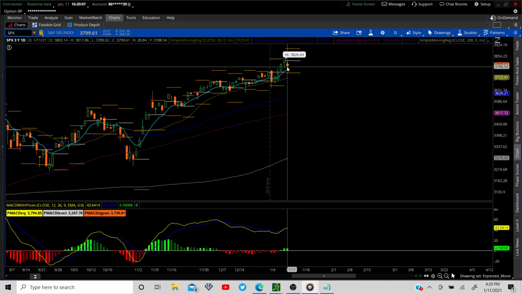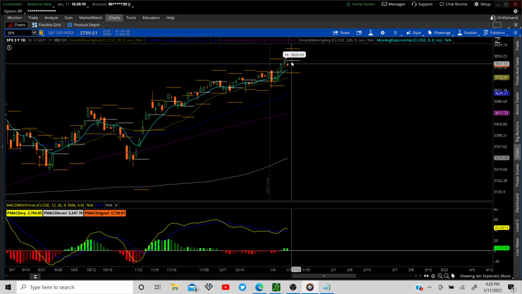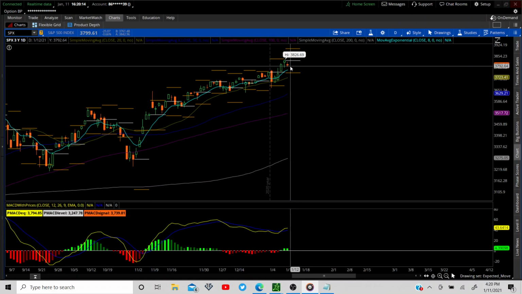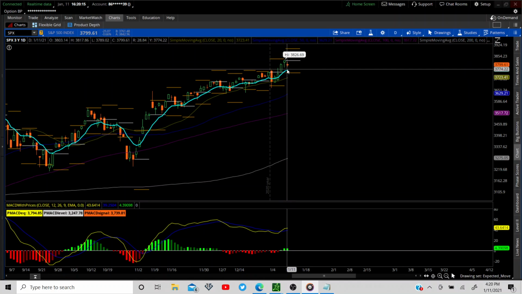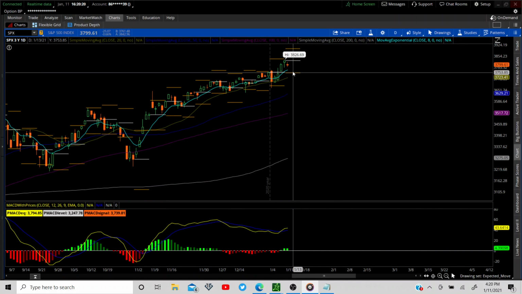Now, we do have an inside day here, so we are going to check this out, see what happens tomorrow. We're going to either pop out of this the upside or the downside. We have the 8 MA right underneath us. Everything's looking bullish. Momentum's bullish. We're above all the MAs. They're all pointing to the upside.